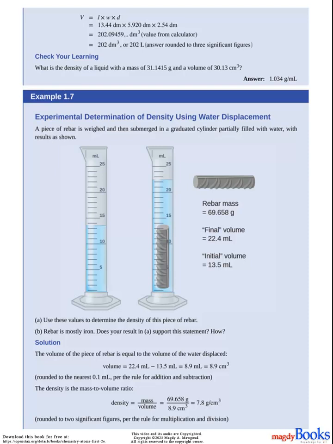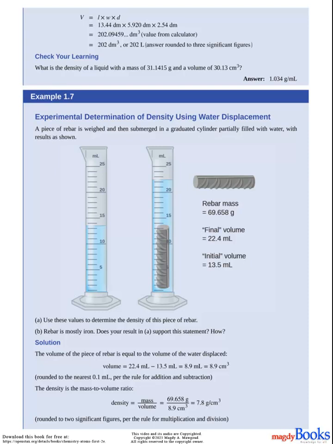1.034 gram per milliliter. Example 1.7. Experimental determination of density using water displacement. A piece of rebar is weighed and then submerged in a graduated cylinder partially filled with water, with results as shown. Figure. Rebar mass equals 69.658 gram. Final volume equals 22.4 milliliter. Initial volume equals 13.5 milliliter.